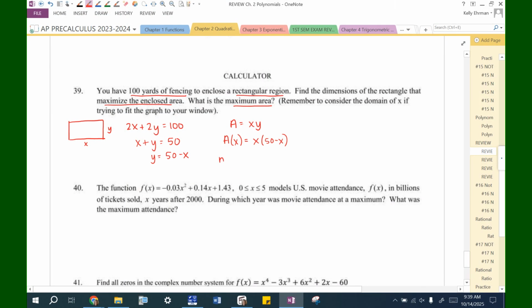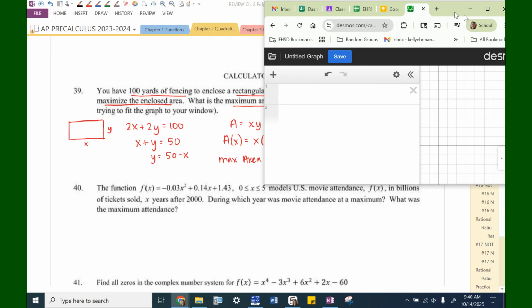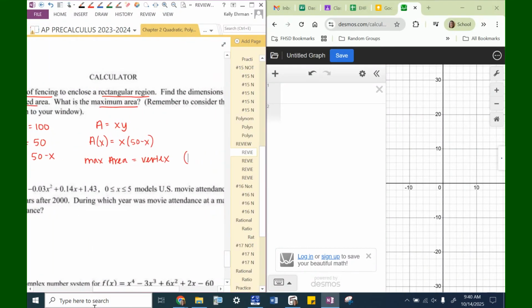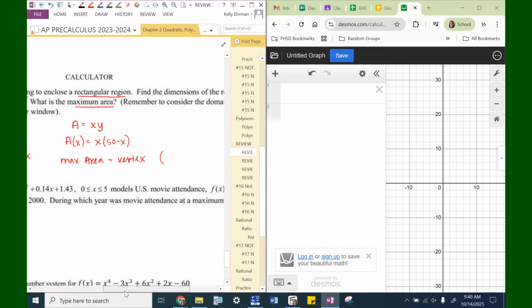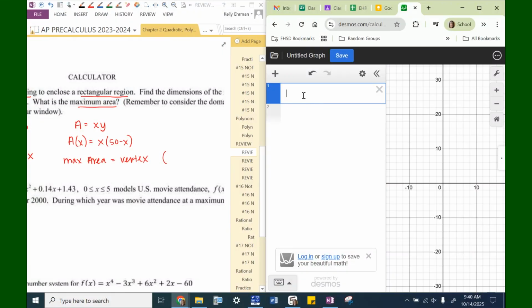And if I'm looking for the max area, I can find the vertex of this quadratic. That will give me the x value and the maximum area. So the vertex is, like I said, it should be 25. But let's just go ahead and do this. Because again, if we have a line of fencing down the middle, like we've had in some problems where this is maybe 2x plus 3y or something equals 100, then you can't get a perfect square. So you would type in A of x equals x times 50 minus x.